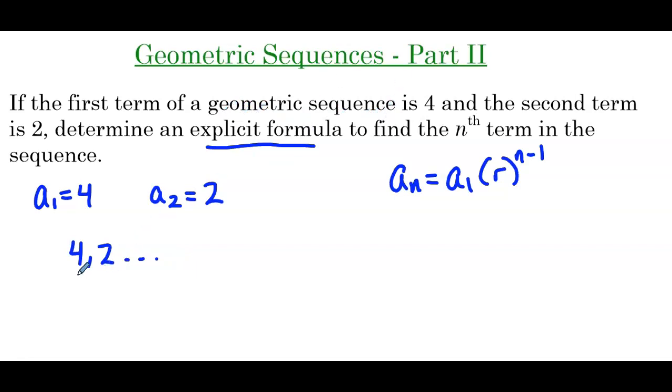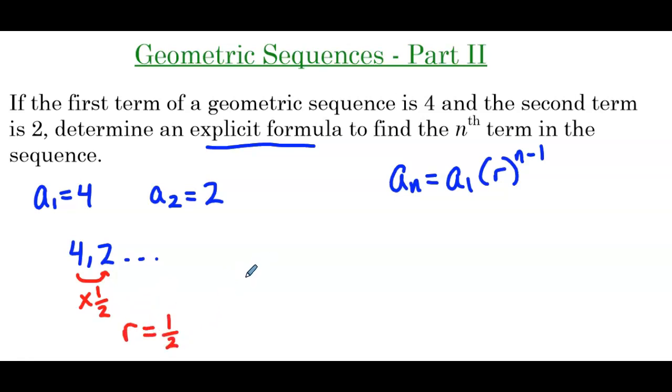So if I figure out how to go from one term to the next, and it's geometric, I have to figure out what I'm multiplying or dividing by. In this case, I see it as multiplication by 1/2. So the common ratio is 1/2.